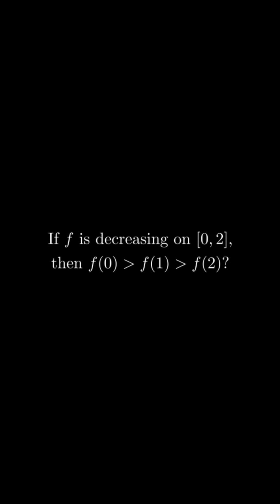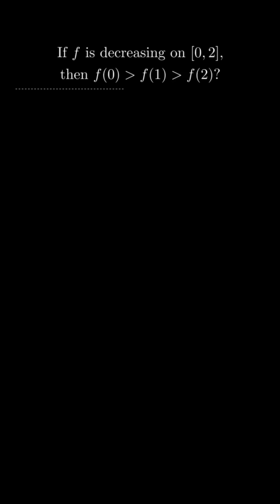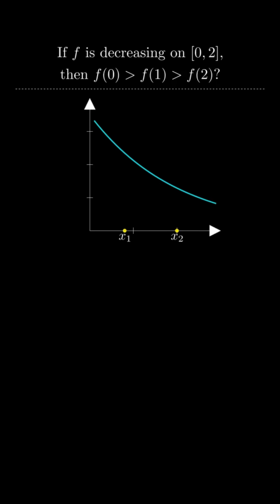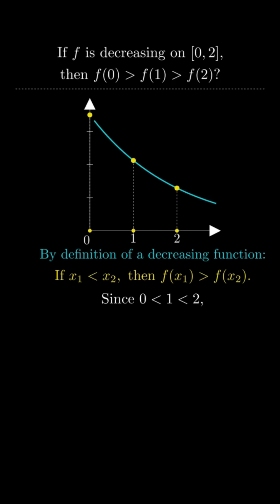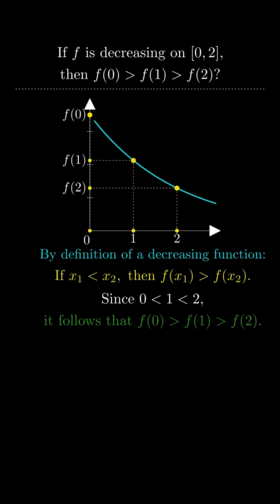First, if f is decreasing on the closed interval from 0 to 2, must f of 0 be greater than f of 1, which is greater than f of 2? This statement is true. By the mathematical definition, a function is decreasing on an interval if, for any two values where x1 is less than x2, the corresponding function value f of x1 is greater than f of x2. Since 0 is less than 1 and 1 is less than 2, it directly follows that f of 0 must be greater than f of 1, which is greater than f of 2.